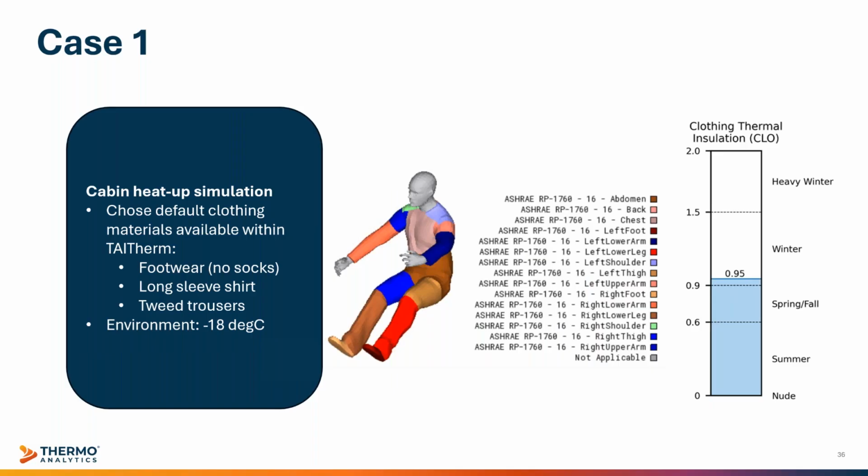If I use that human thermal clothing manager tool that we talked about, I can pick my ensemble based on an overall CLO or insulation that seems appropriate for the weather. So here I chose this ASHRAE ensemble number 16, and the CLO is now within that winter range at about 0.95. So this is probably a more appropriate outfit for the environment. My results are probably going to be a little bit more accurate to what a real person would experience.